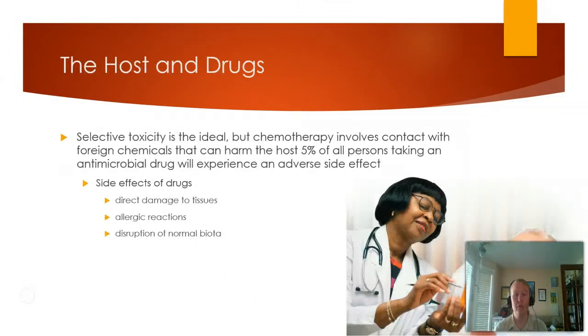So as I said, selective toxicity is ideal, which, as you remember from earlier, is when the drugs target the infectious agent but not the host. But this is not always the case, and about 5% of all people get harmed by taking these drugs. If anything, your microbiota is going to get harmed, which may have long-term effects for you. Anytime that we have these side effects of drugs, there can be all sorts of issues. And these side effects can range from direct damage of tissues, which is toxicity, to allergic reactions, which is the overreaction of your immune system, to the disruption of your normal microbiota, as we keep talking about. And we're going to go through each of these in the next couple slides.